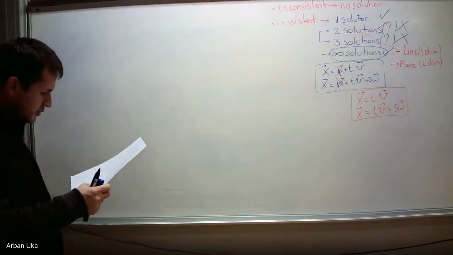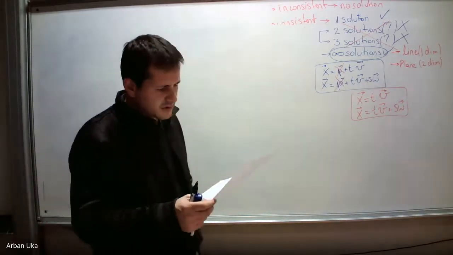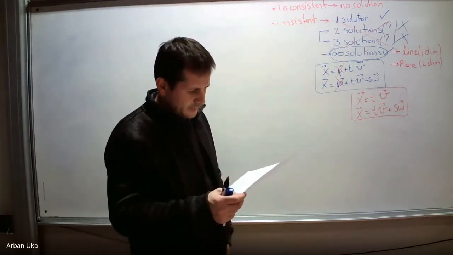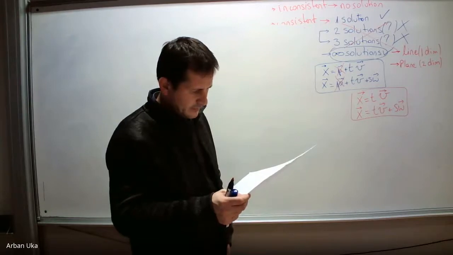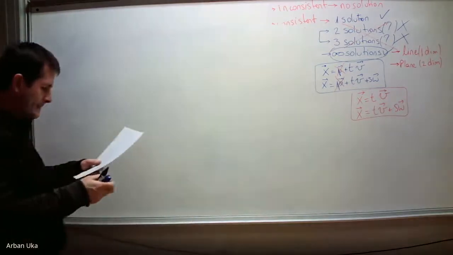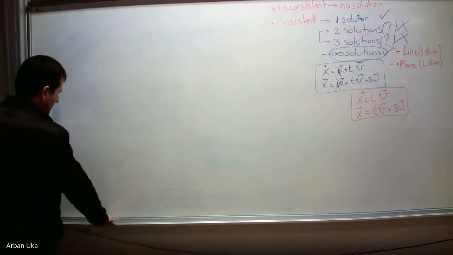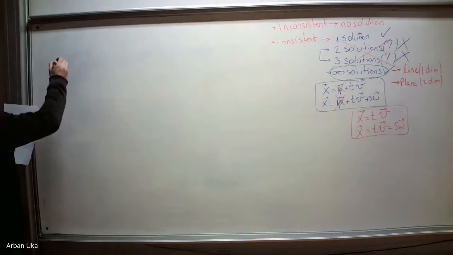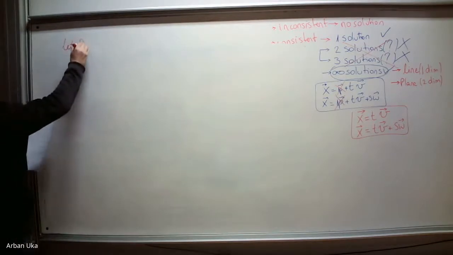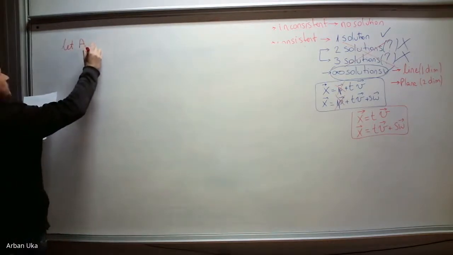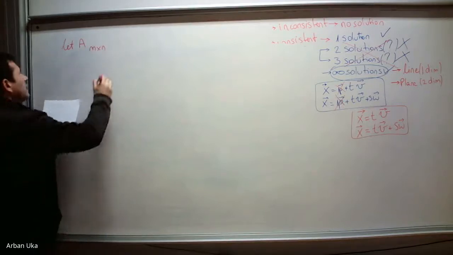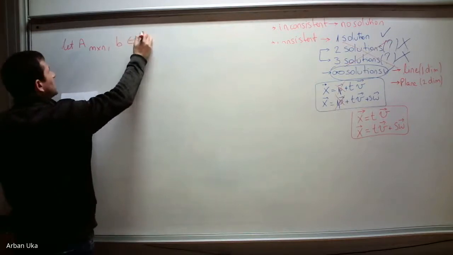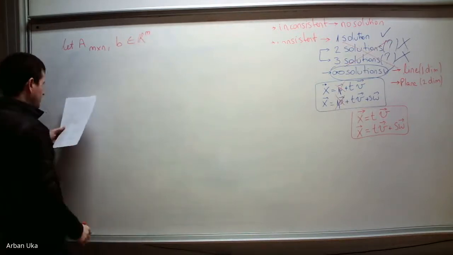We have a theorem which describes what we stated in a more elegant way, which reports that: let A be an m by n matrix, and b is a member of R^m.